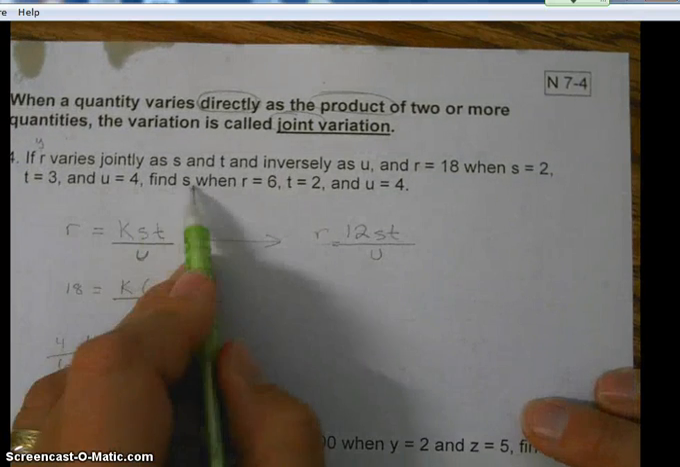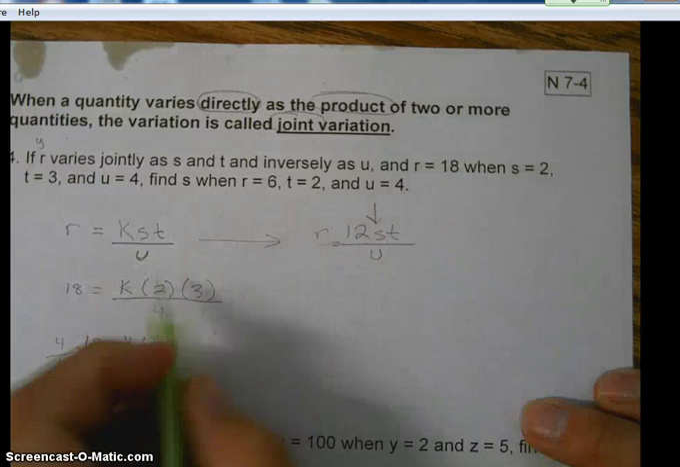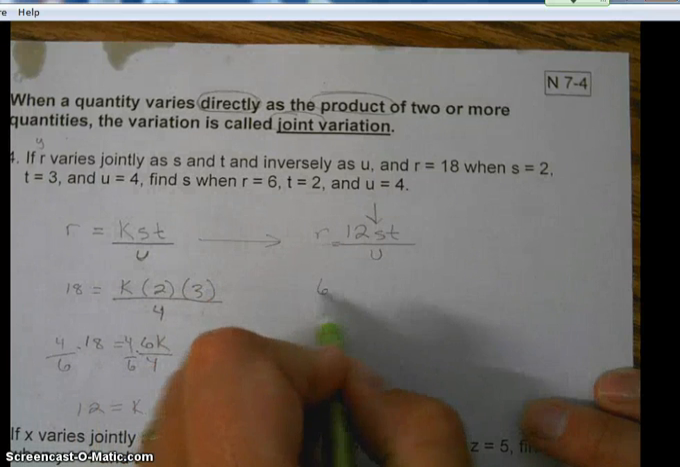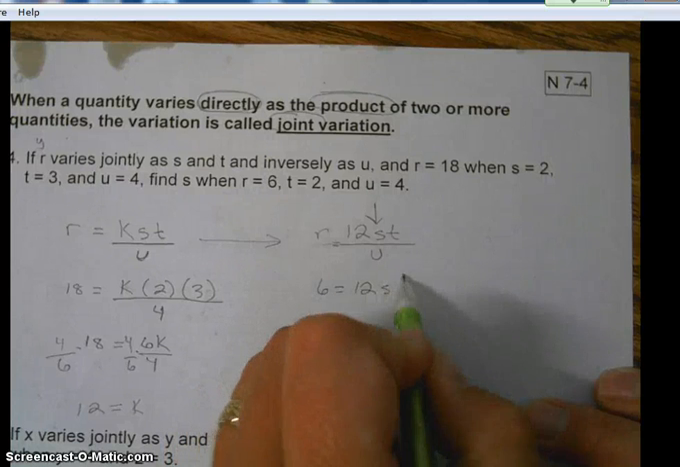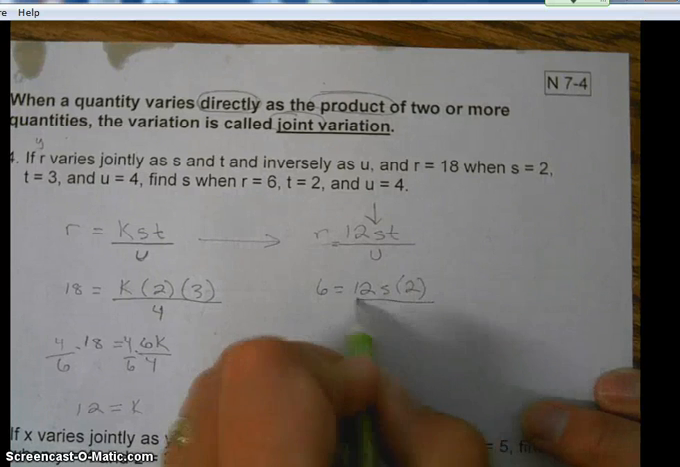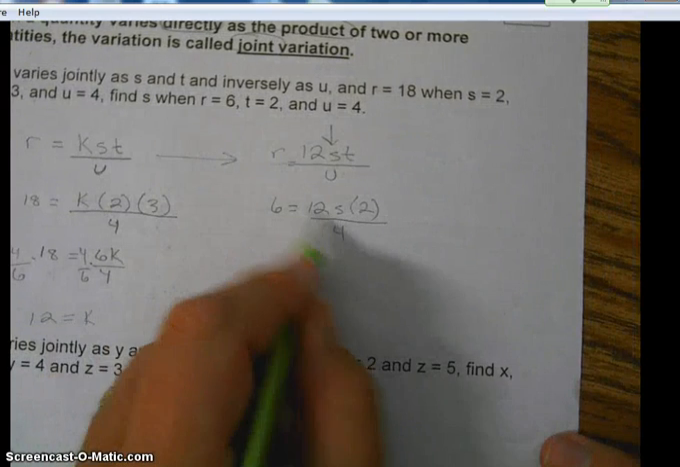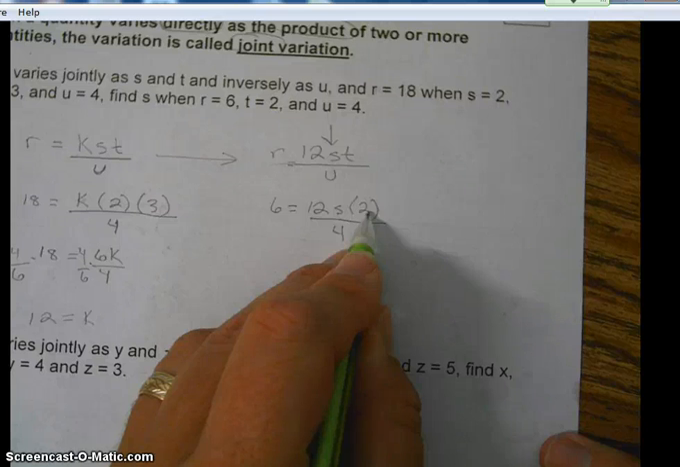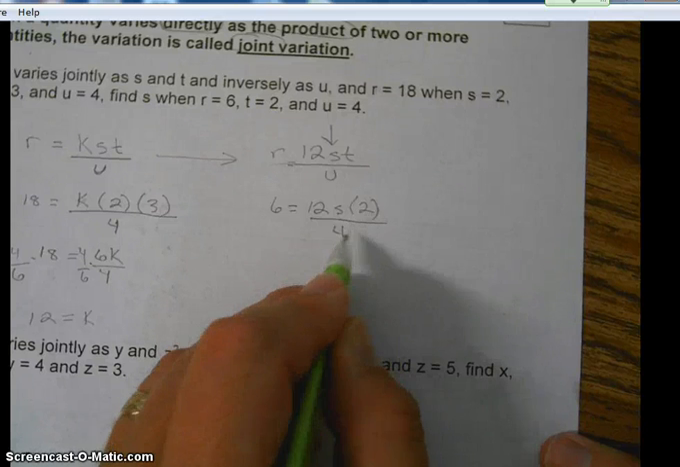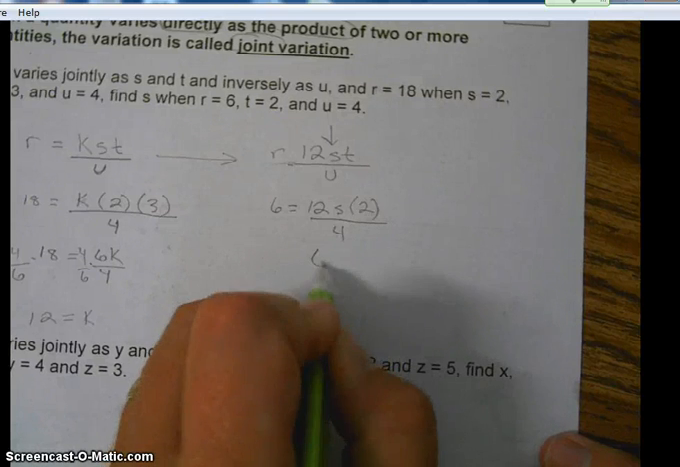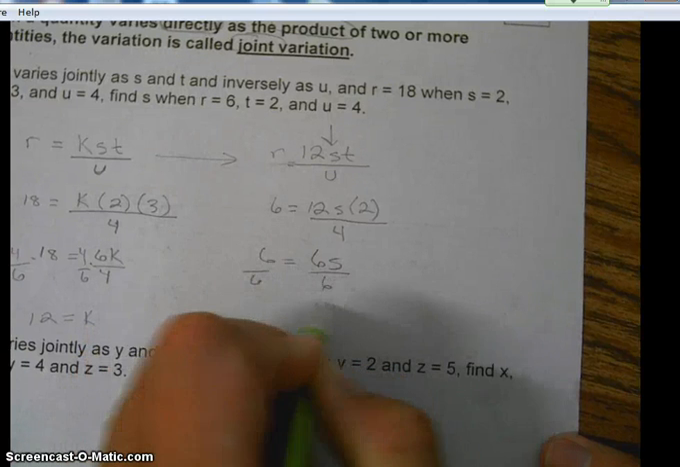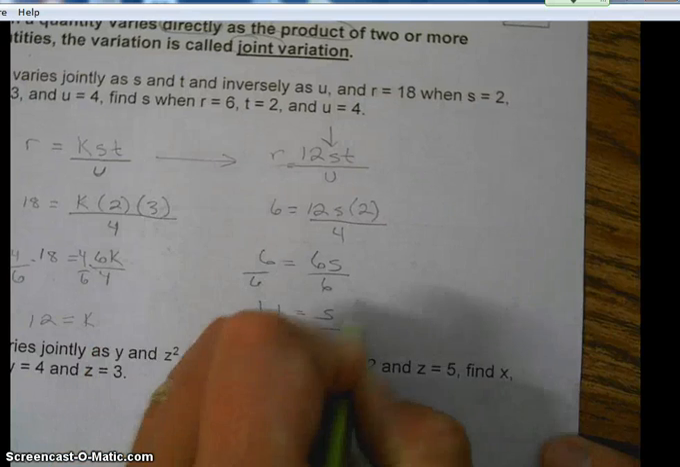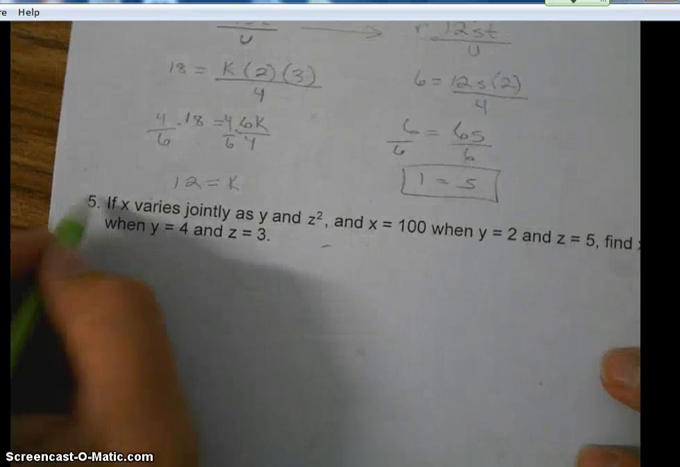Okay, find s. So we're looking for s when r is 6, t is 2, and u is 4. Okay, let's see, 12 times 2 is 24. 24 divided by 4 is 6. And so s equals 1. All right, number 5 is for you.